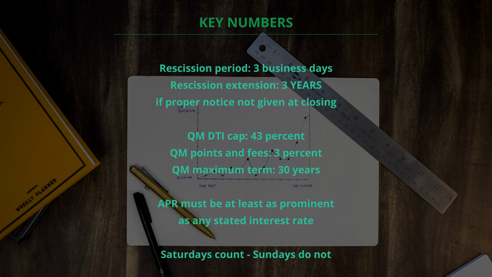Key numbers for TILA. Write these down. Rescission period: 3 business days after closing for primary residence refinances only. Rescission extension: 3 years if proper notice was not given at closing. QM DTI cap: 43% maximum for standard non-GSE qualified mortgages. QM points and fees cap: 3% of the loan amount for loans of $100,000 or more. QM maximum term: 30 years. APR prominence rule: APR must be at least as large and prominent as any stated interest rate. Business days for rescission: all days except Sundays and federal holidays. Saturdays count.